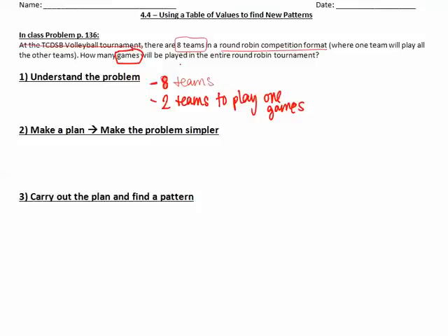So in order to make a plan, what we need to do is make the problem simpler. So that means let's start by looking at how we can make this simpler. Well, we can't really make it simpler by looking at how they play the games. Two teams will always play one game. We can't really make that simpler, but what we can make simpler is the fact that there are 8 teams. Well, why don't we start off a tournament where there is just one team instead? And figure out how many games that one team would play.